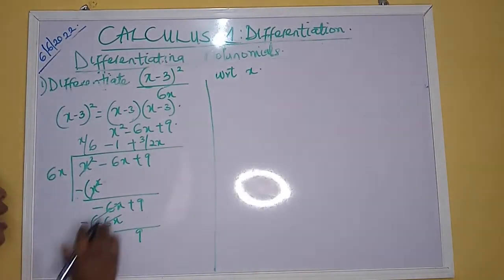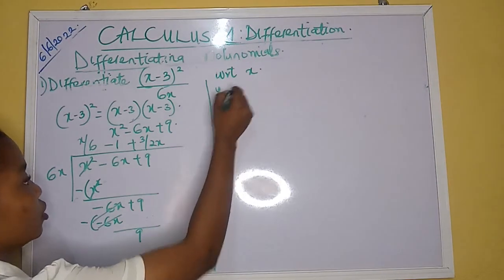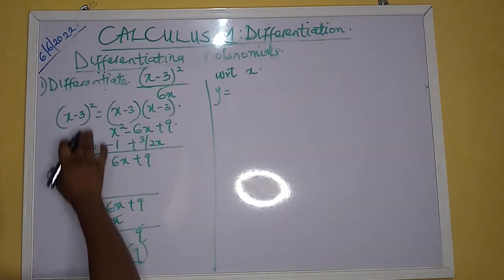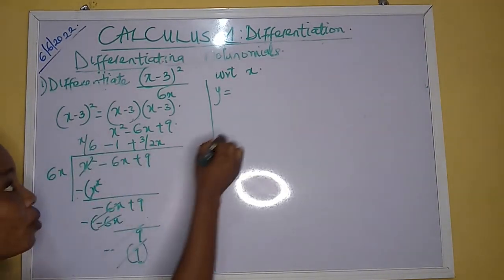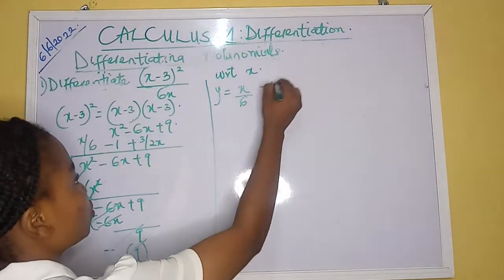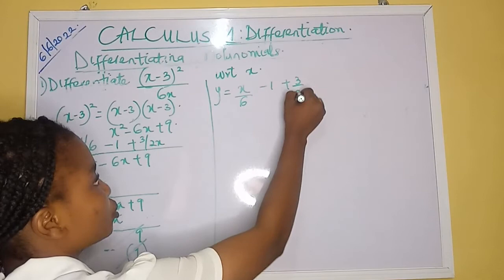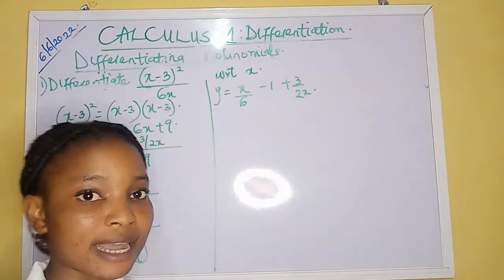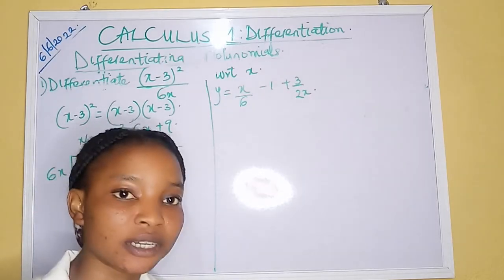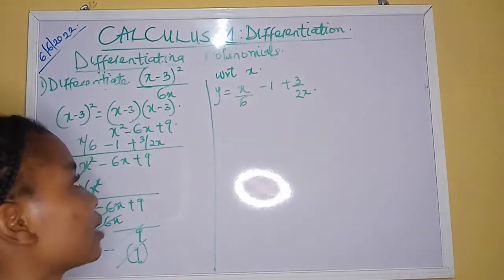So consequently, your y becomes, when you also multiply this with this, you have 9. So this is also gone. So consequently, your y becomes this answer. Your y therefore becomes x over 6 minus 1 plus 3 over 2x. The next thing to do is to start differentiating it one after the other.